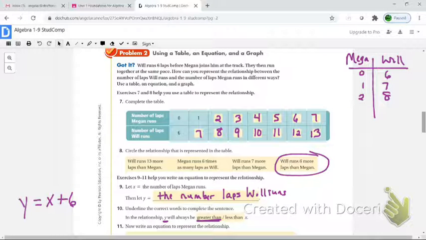On number 8, we have defined our variables, then an equation on numbers 9 through 11, and then the table represents the relationship as well. So we've got the table, the equation, and the graph. And if we make a graph, and I think we can do that, here's pretty much how it's going to look.